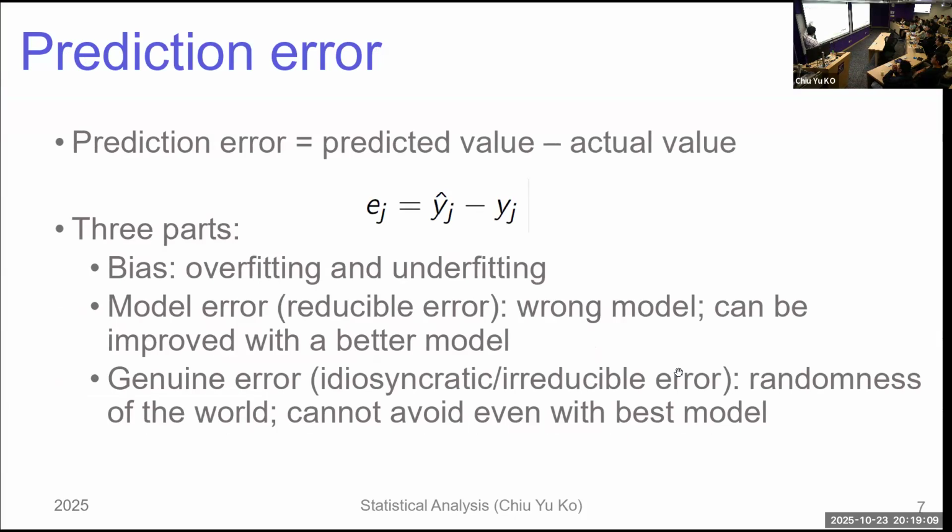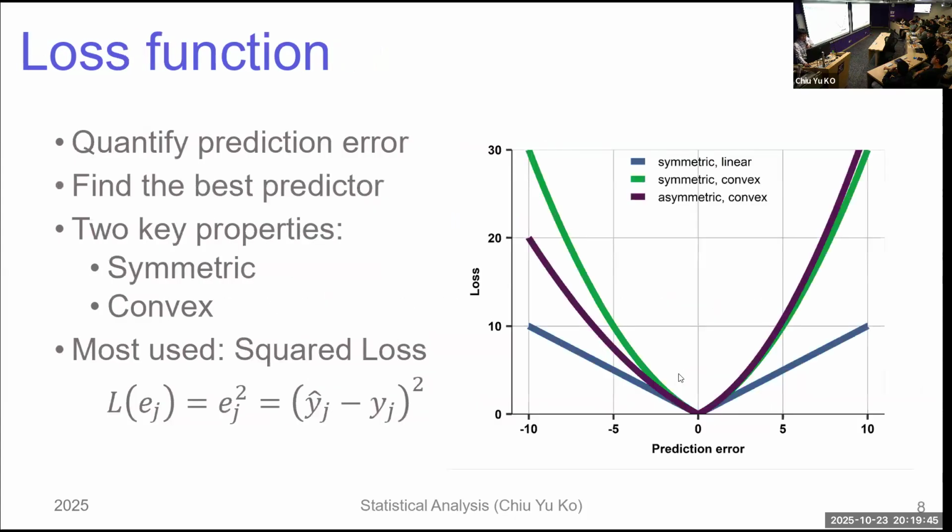And usually the prediction error consists of 3 parts. You will learn this actually in machine learning class very well, right? One is the bias, whether it's overfitting or underfitting, whether you have a model more complicated than what it should have been, or you have fewer features in the model. And the other is the model error, where you fit the wrong model. And there's a genuine error, which you can't avoid. Okay. So basically, we just focus on bias and model error, right? Because genuine error, you're never able to do anything about that. Okay.